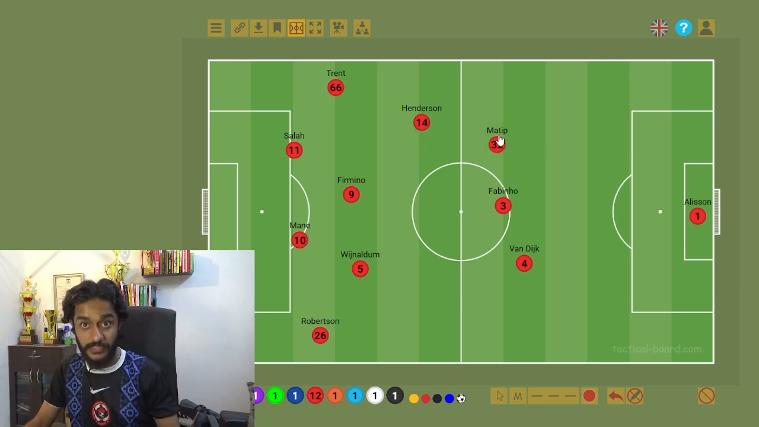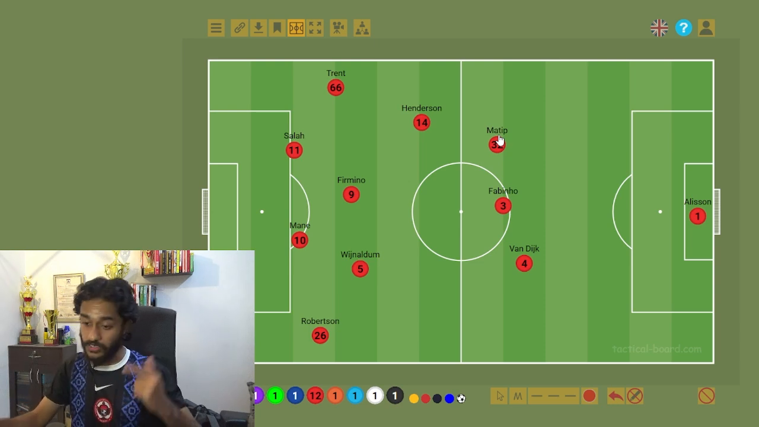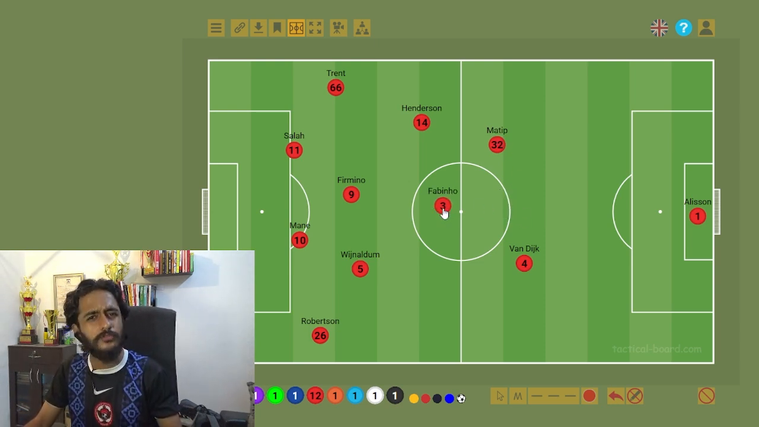Of course, Matip was there. Of course, later on, Konate was there. Of course, Joe Gomez was there. Fabinho used to be here. He also used to just move on the right side at times to just cover that space.